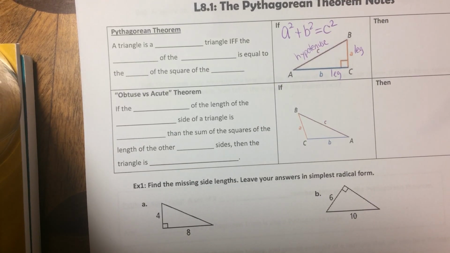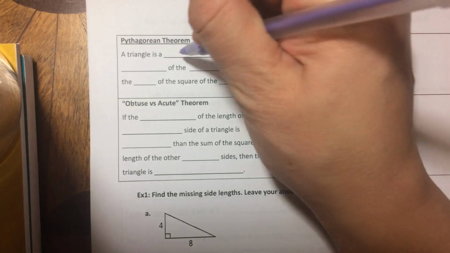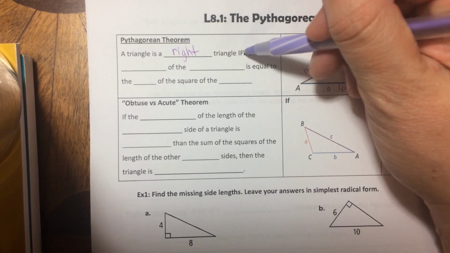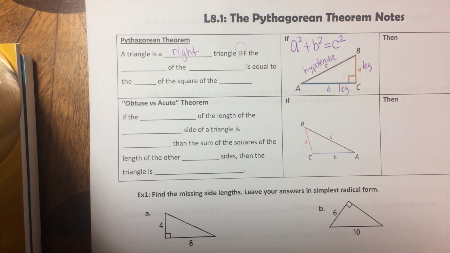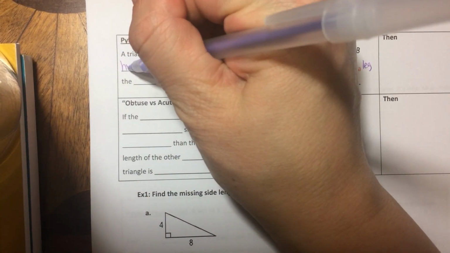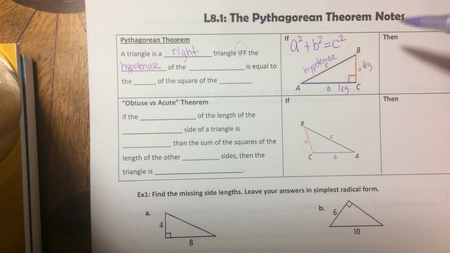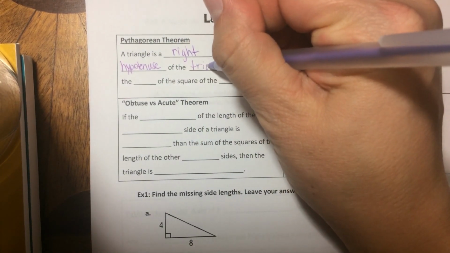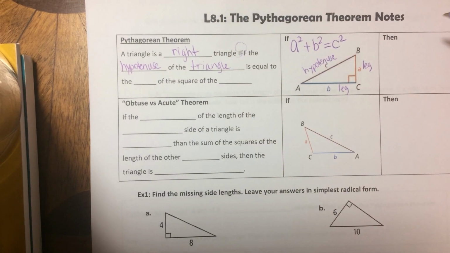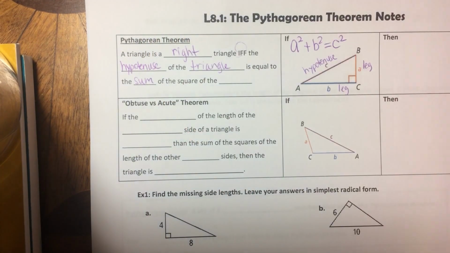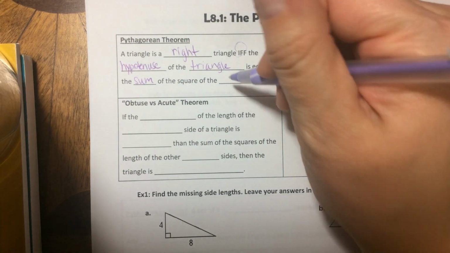It says a triangle is a right triangle if and only if, so this is a biconditional statement, the square of the hypotenuse of the triangle is equal to the sum of the squares of the legs.